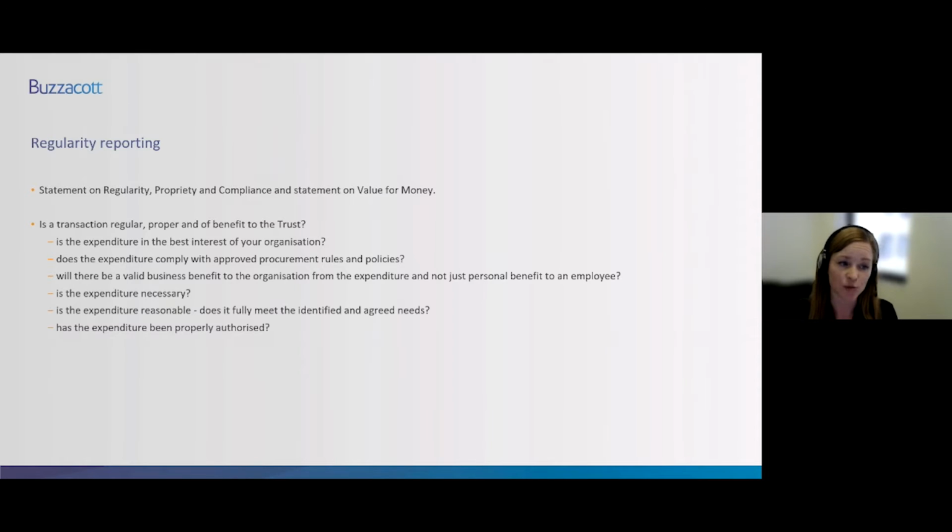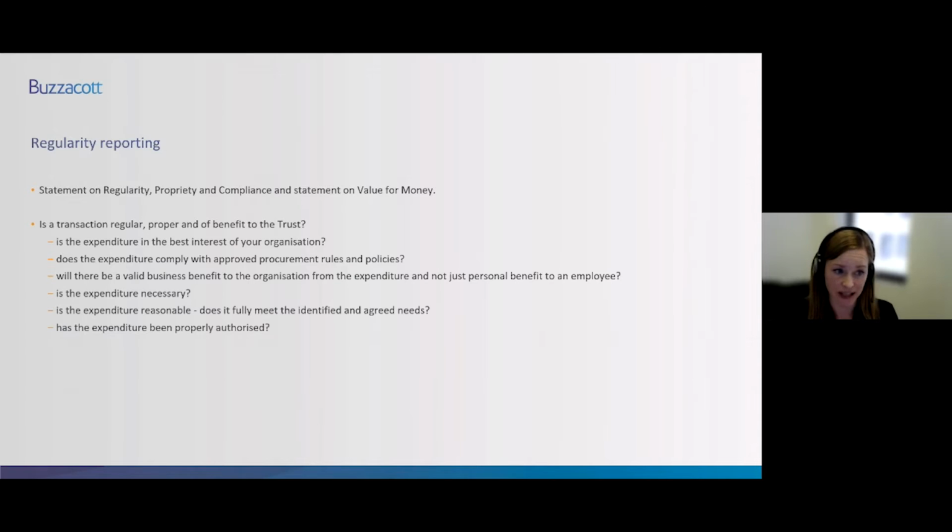Propriety. That means appropriate standards of conduct, behaviour and corporate governance have been maintained. And value for money, that is around efficient and effective use of resources. The HM Treasury publication details the tests that are detailed on my slide there, which might be useful for an accounting officer to consider whether a transaction is regular, proper and of benefit to the trust.